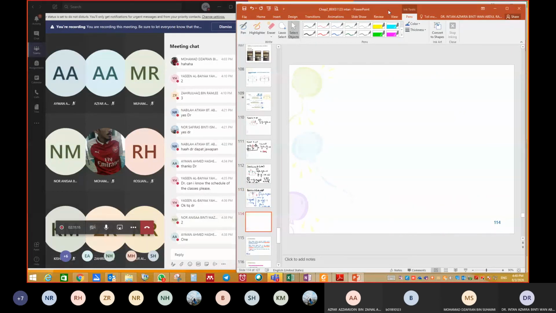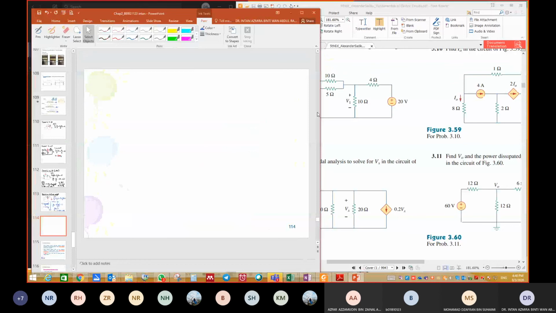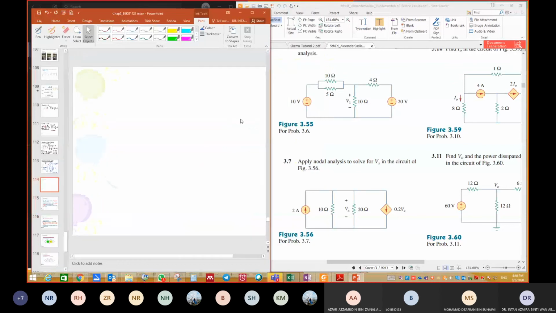Understand. Okay. Meaning that we can join all the nodes together. How? Like this. At this point, we have 2 amps, and then we have 10, and then we have 20, then we have this source, okay? Same for this. This one, ground, okay?